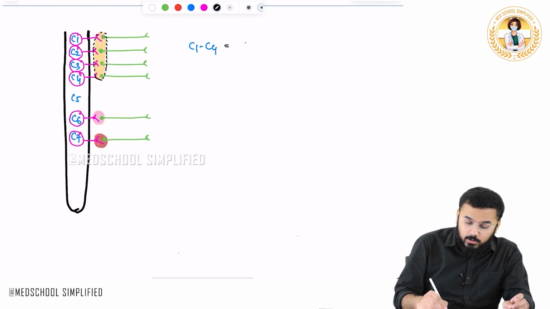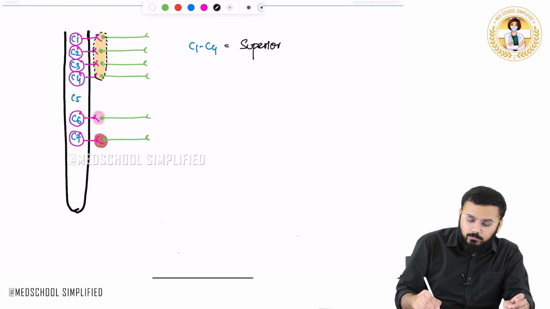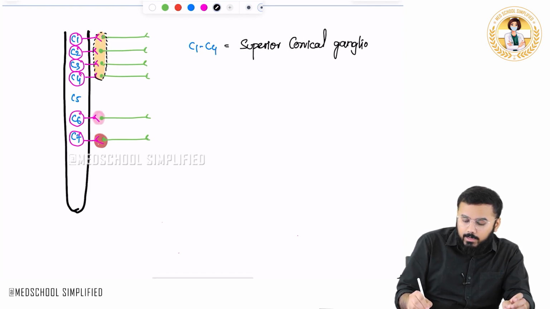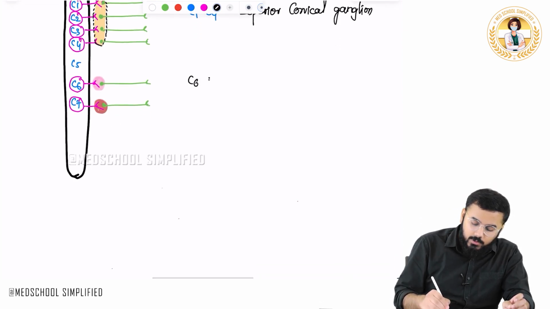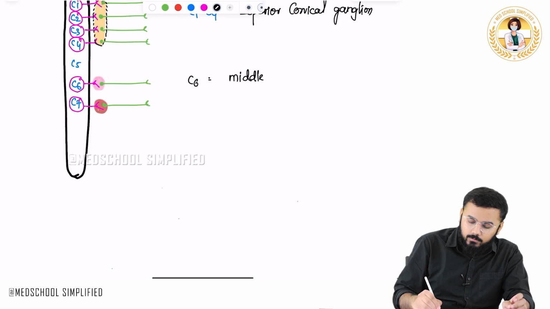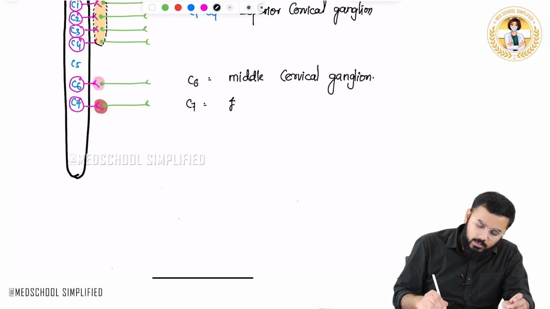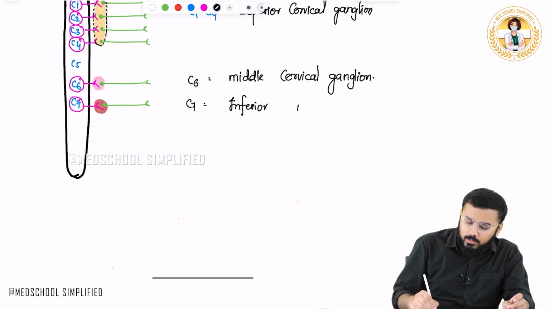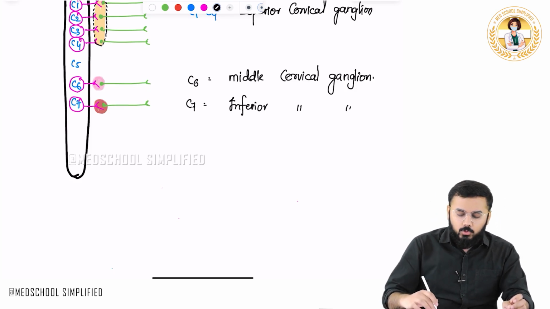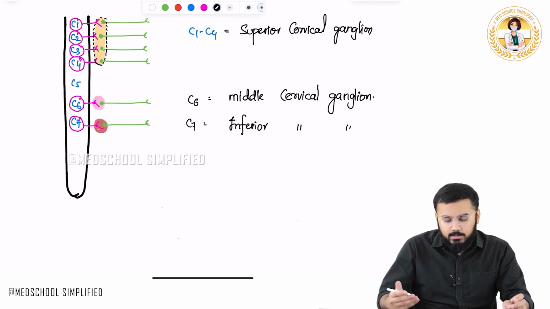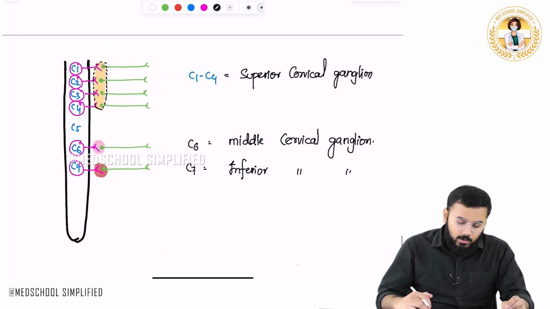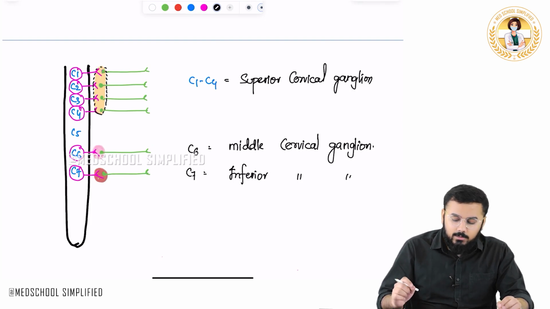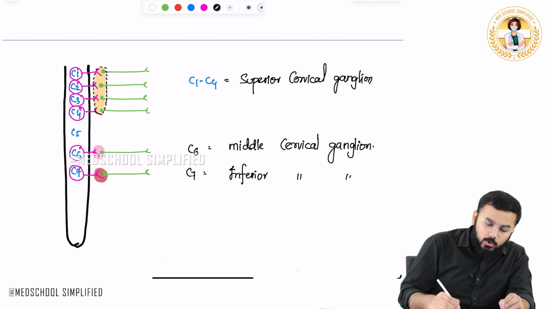So C1 to C4 is your superior cervical ganglion. Next, at C6 we have the middle cervical ganglion, and at C7 we have the inferior cervical ganglion. So C1 to C4 is superior, C6 is middle, and C7 is inferior. Now if I ask you where exactly the superior cervical ganglion is, how do you have to answer this?